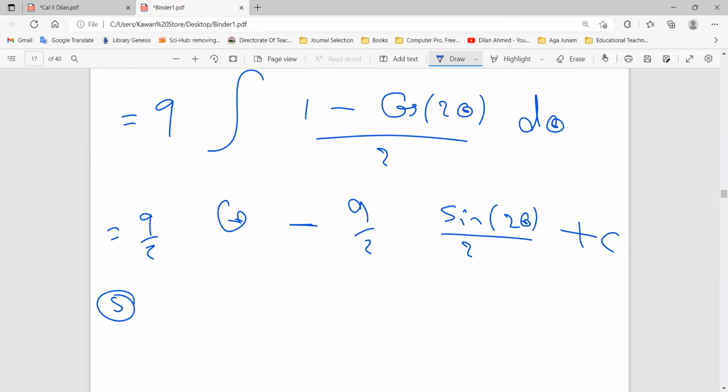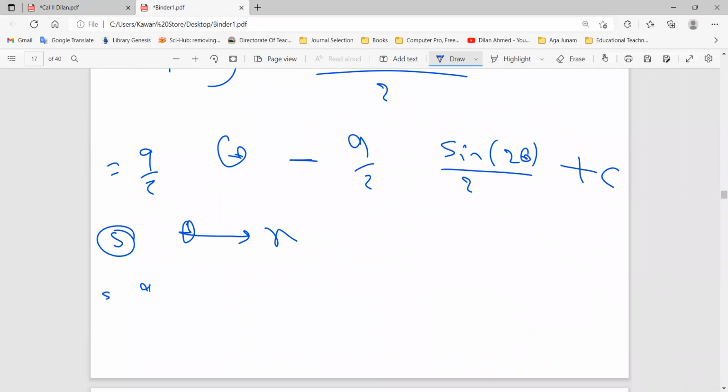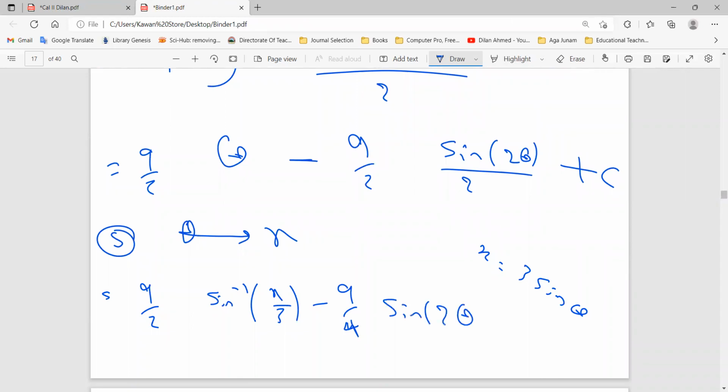Number 5, I have what? 9 over 2 theta, it was what? We say x is equal to 3 sine theta, right? So theta will be what? Sine inverse of x over 3. Understood? Minus 9 over 4 sine 2 theta plus c.